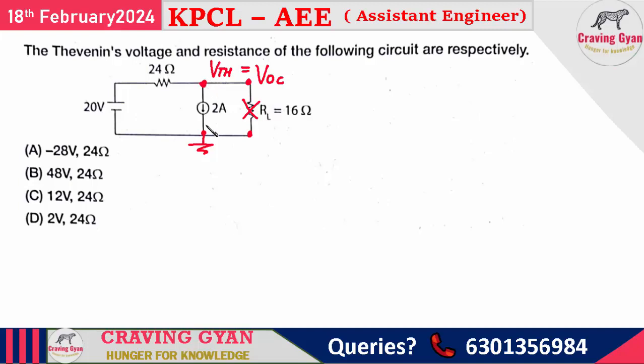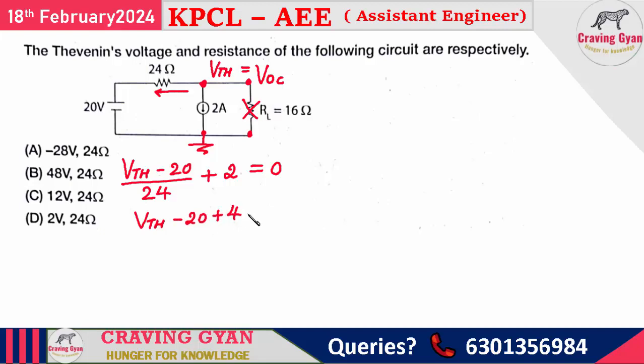Applying nodal analysis at this point, finish. Left side, what is the current you are going to get? It is VTH minus 20 divided by 24. Bottom current is 2. Right side current is 0, which is equal to 0. So VTH minus 20 plus 48 equals 0. What is the value of VTH? The value of VTH is minus 28 volts. Only one option, that is option A.